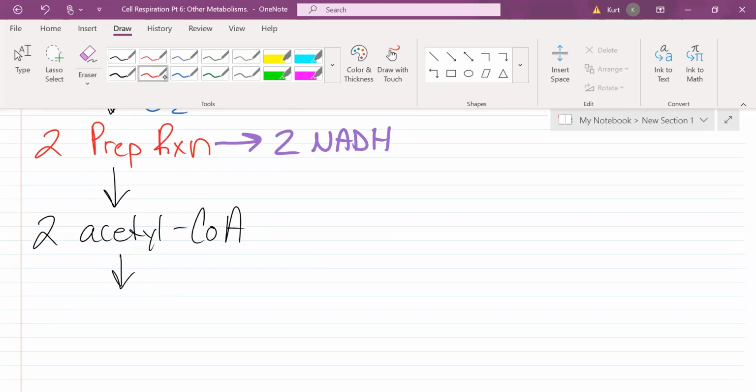You will then move on to the next metabolic stage of cell respiration. What follows the prep reaction? The Krebs cycle. How many times will you have to go through the Krebs cycle if you have 2 molecules of acetyl coenzyme A? Twice.